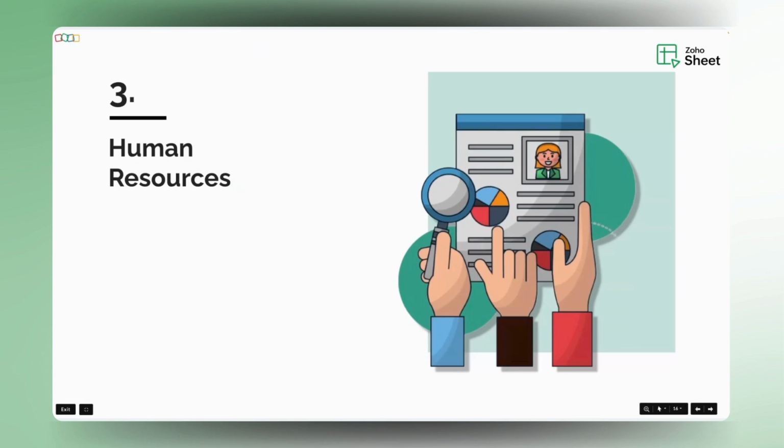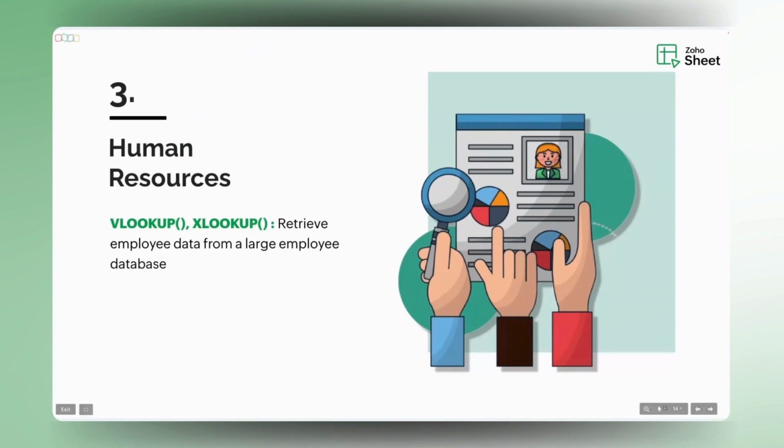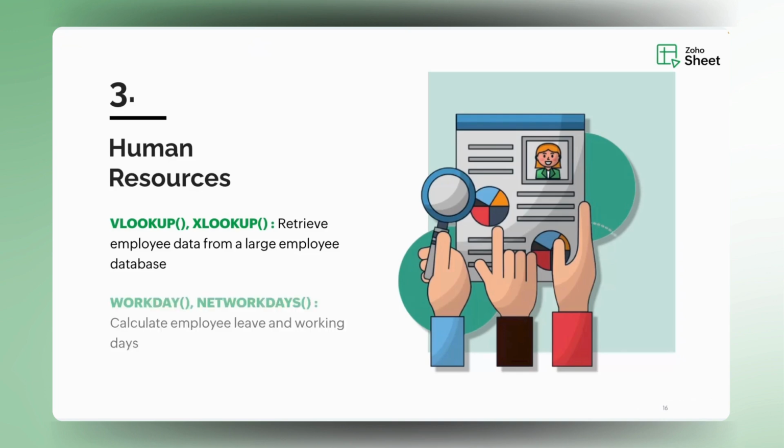So in the first part of our webinar, we covered functions like VLOOKUP, which looks for a value in the first column of your data table and returns the corresponding value from another column in the same row. And NETWORKDAYS, which calculates the number of working days between two dates, factoring in weekends and holidays.